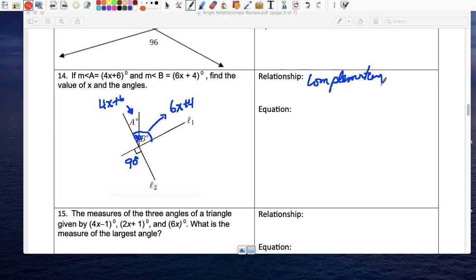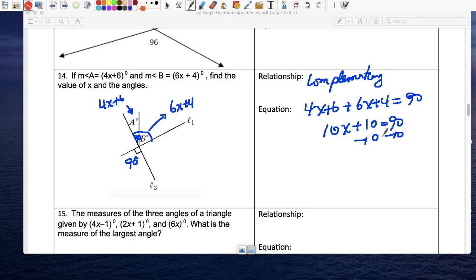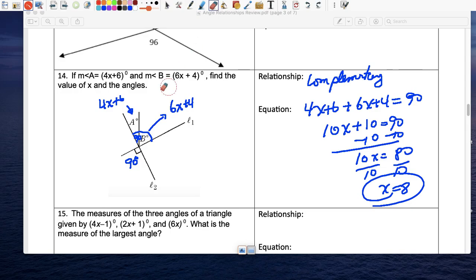So the relationship between A and B is that they're complementary, so that means that 4x plus 6, angle A, plus 6x plus 4, which is angle B, is equal to 90. Combine like terms. 10x plus 10 equals 90, minus 10 on both sides. 10x equals 80. Divide by 10, x equals 8. So x, the value of the variable, is 8.